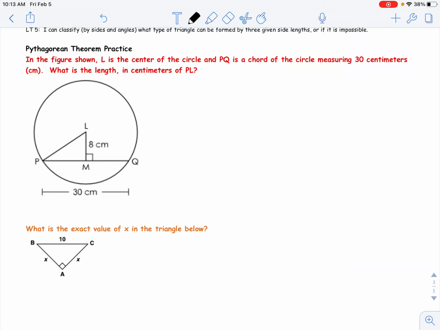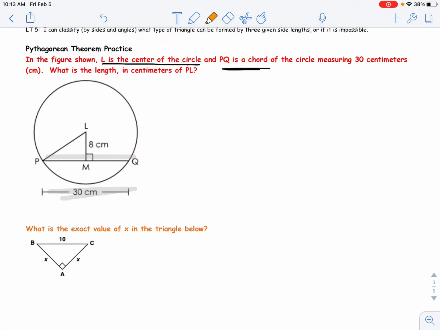All right, so in this next part, what I really just want to emphasize is how great Pythagorean theorem is and how we can use it in a lot of instances. So in the figure shown, we have L, which is the center of a circle. So this is kind of a circle problem. And we got PQ. Well, what the heck? PQ is a chord. We haven't learned about that yet. Well, this chord, PQ, whatever that means, is 30. Cool. What is the length in centimeters of PL?